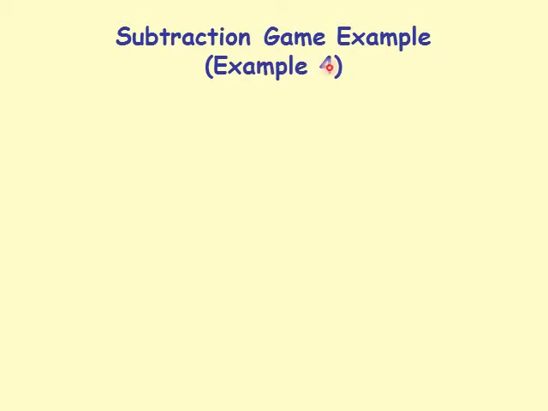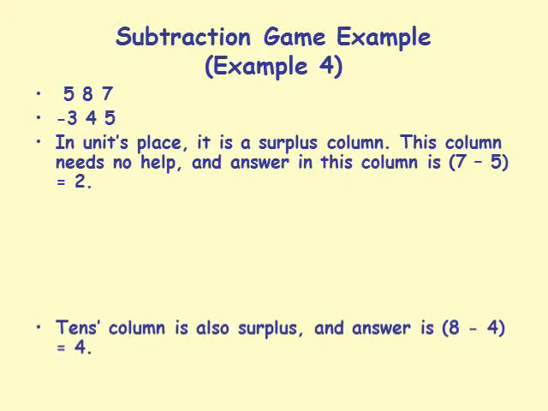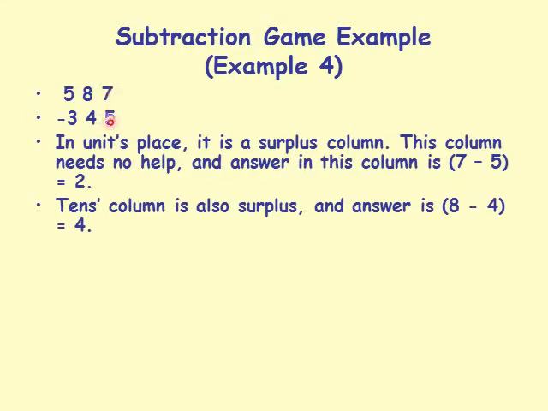Alright, let's look at an example. The example is 587 minus 345. Let's look at the matchup on the units column: 7 minus 5. Our player is 7. It can easily handle the challenge of 5. And 7 minus 5 is 2. In this case, the column is a sufficient column, and the answer is 2.